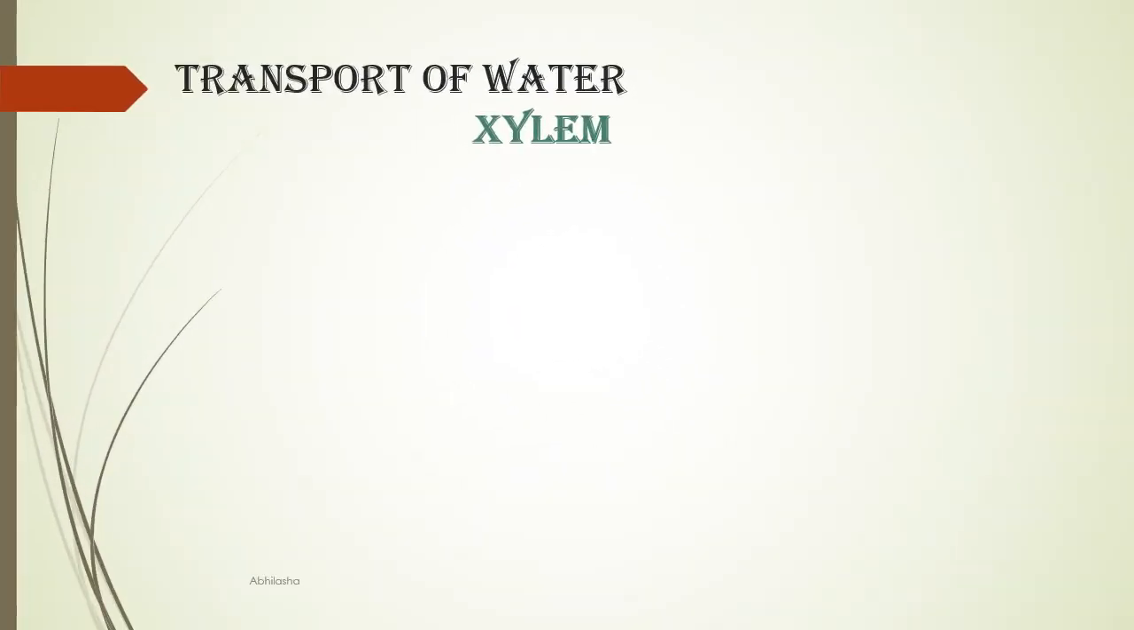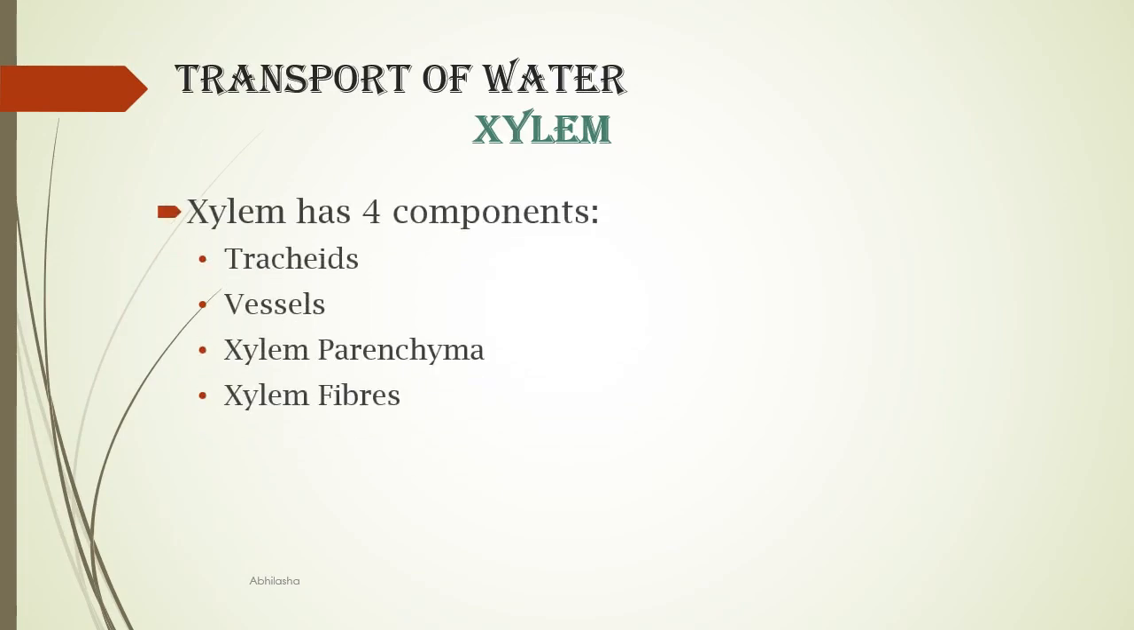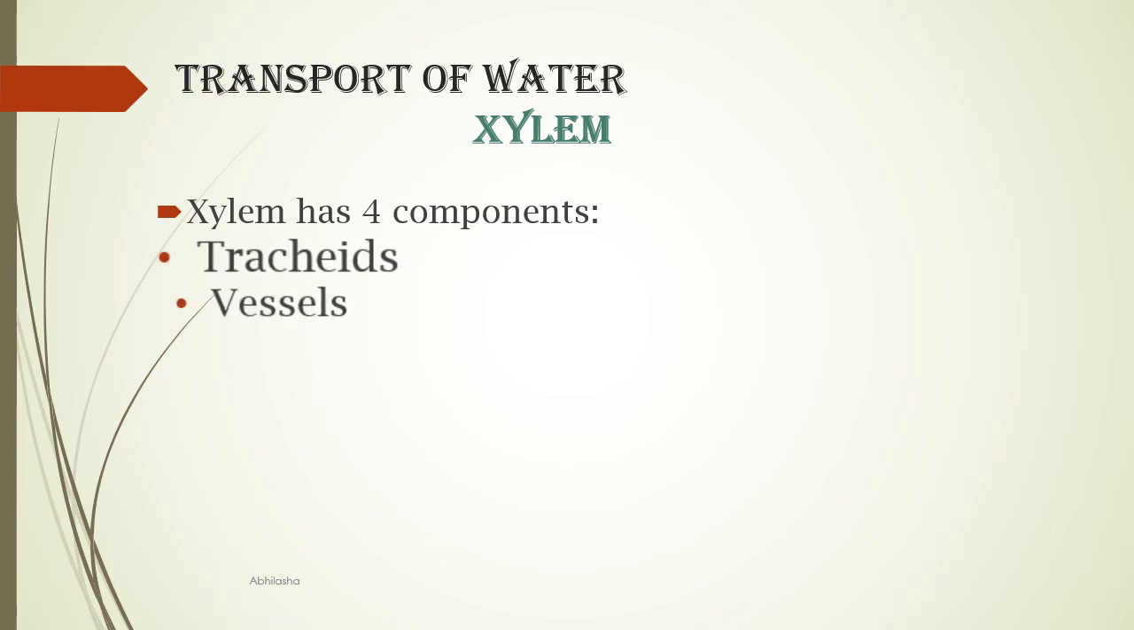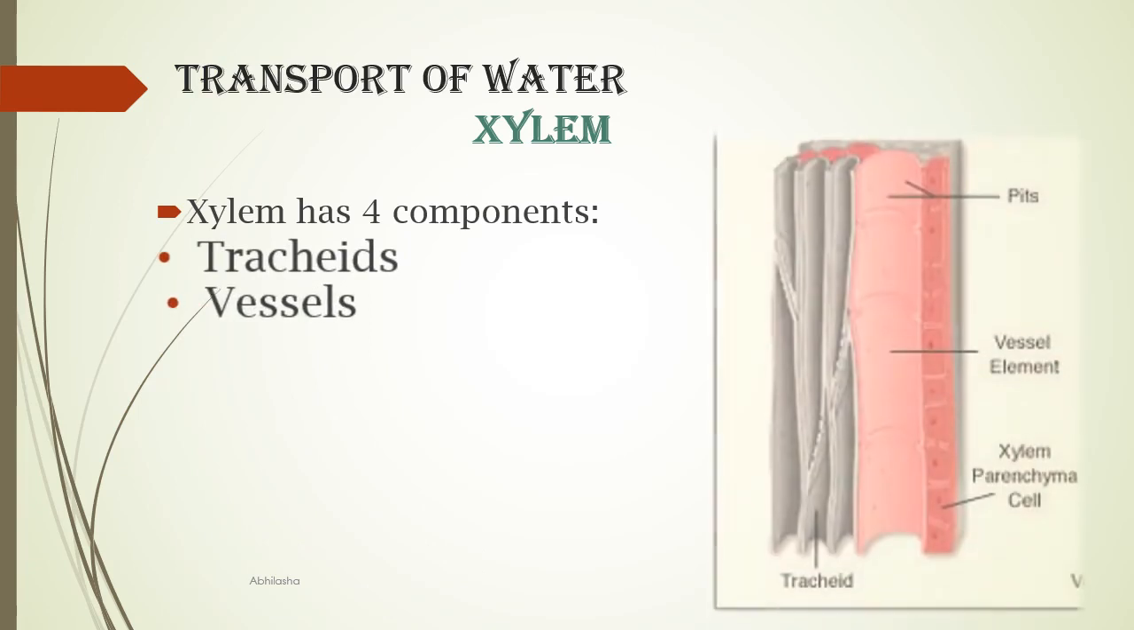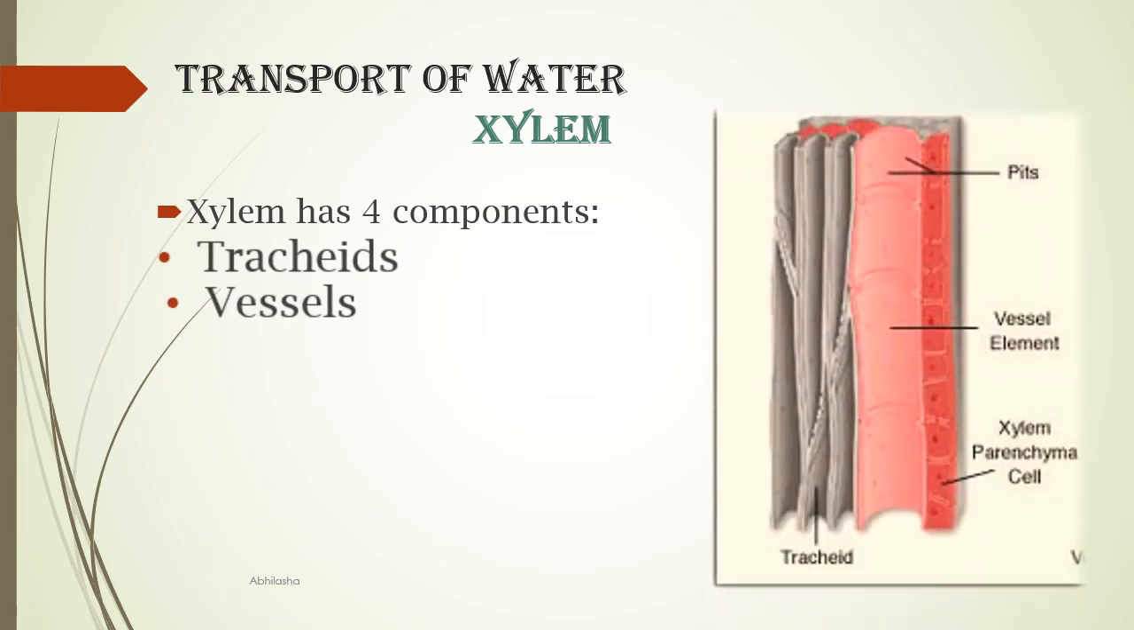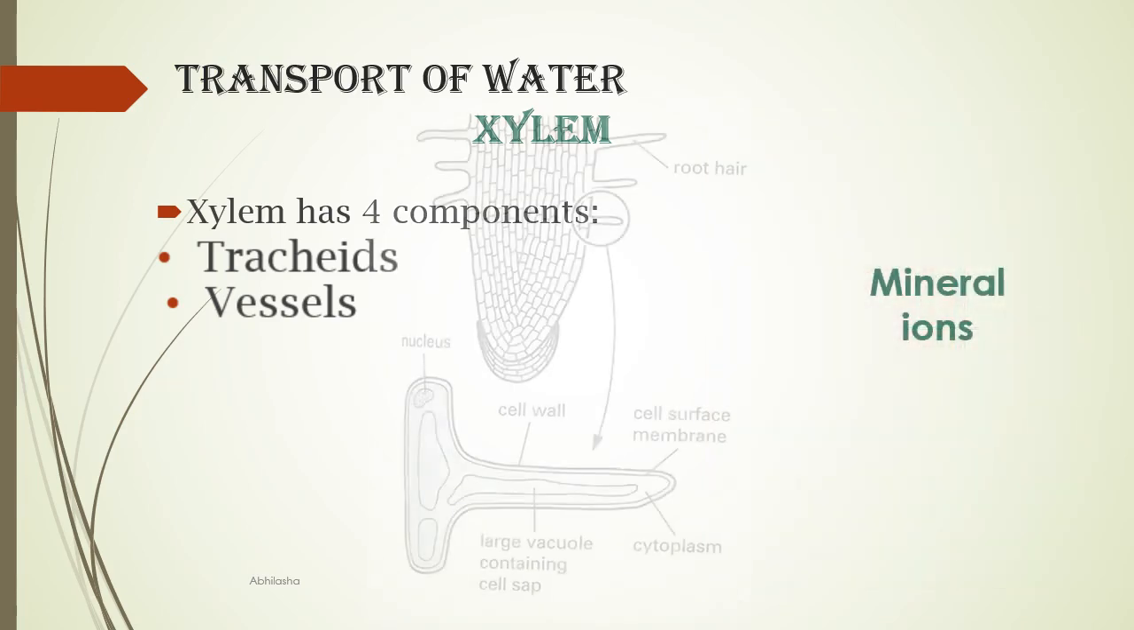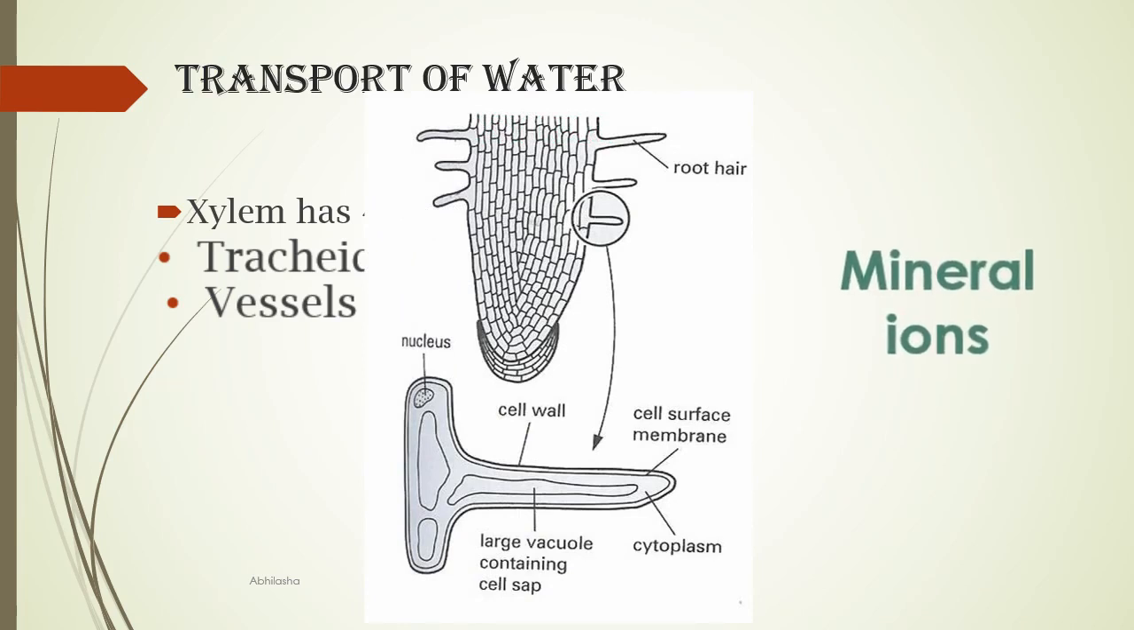Xylem, or the water conducting tissue, is made of four components. Remember, tracheids, vessels, xylem parenchyma and xylem fibers. Out of these, only two are directly involved in water transport, tracheids and vessels. These two together form a continuous channel from root to stem and to all parts of plant. Now the root with root hairs are in the soil. The soil has a very high concentration of mineral ions.